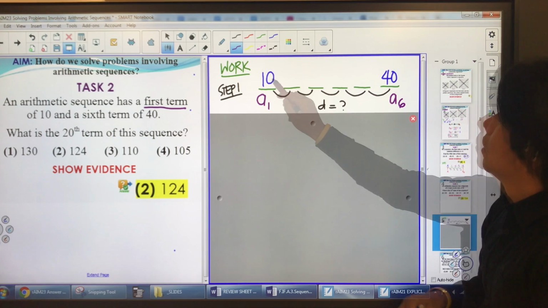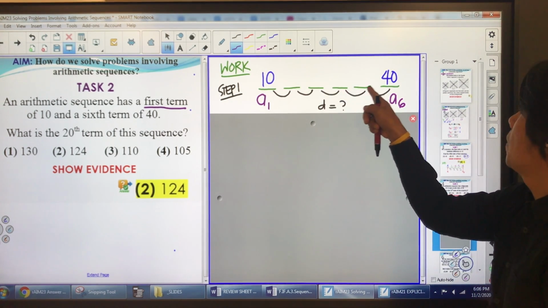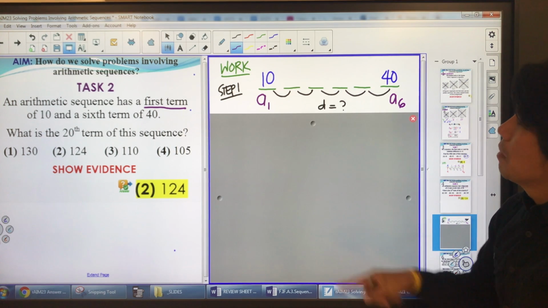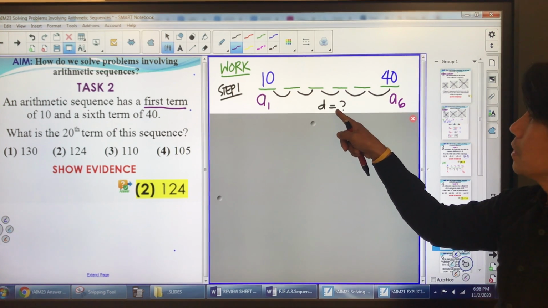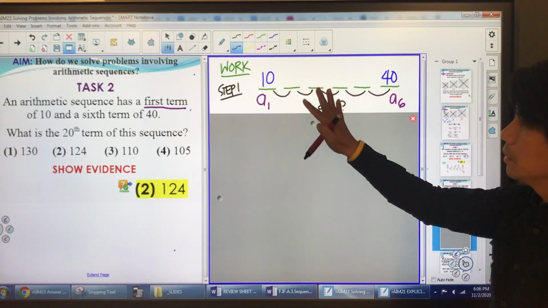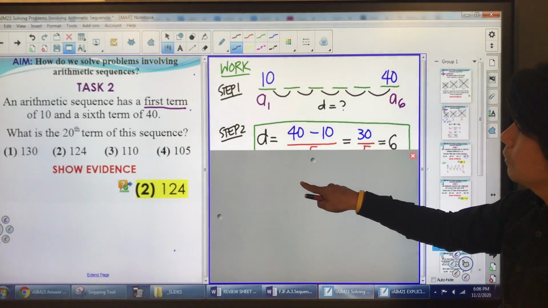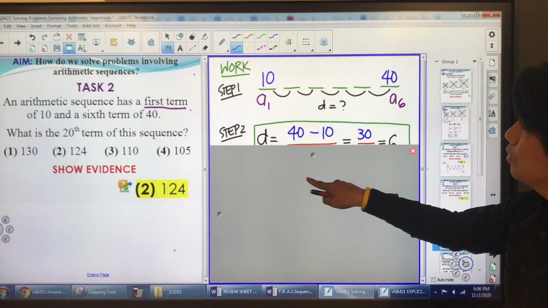Let's count. Well, you see the green lines here? That's 1, 2, 3, 4, 5, 6. But we don't know the common difference, d. Right? So what do we do? That's step 1. You need to set it up. Step 2, you need to find d. How do you do this?